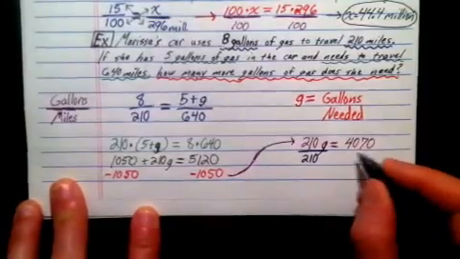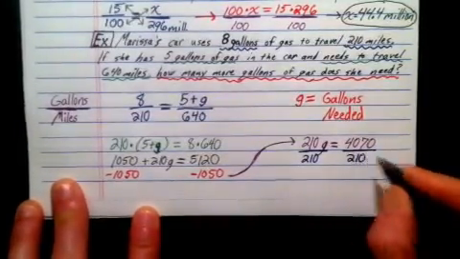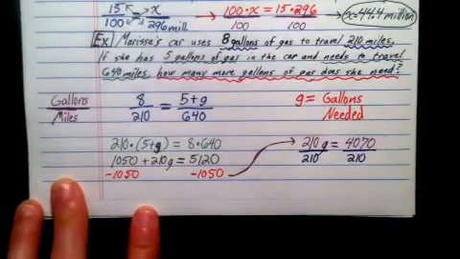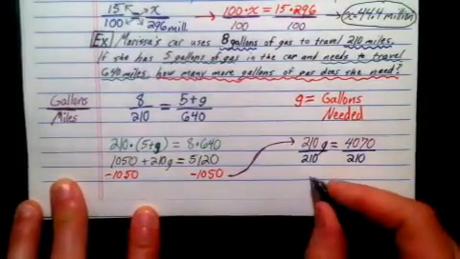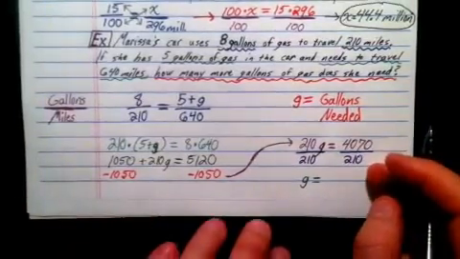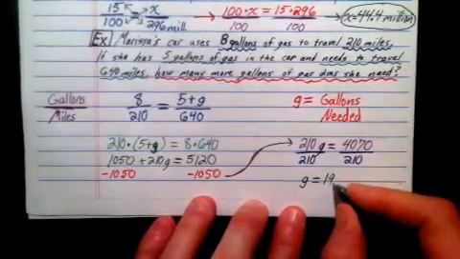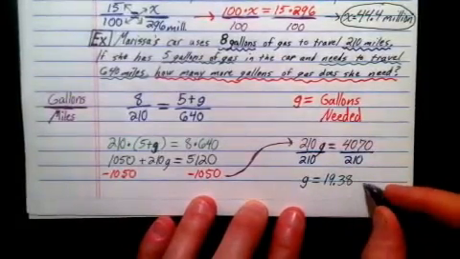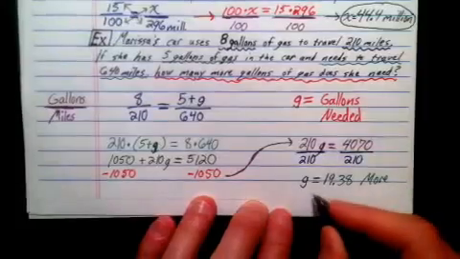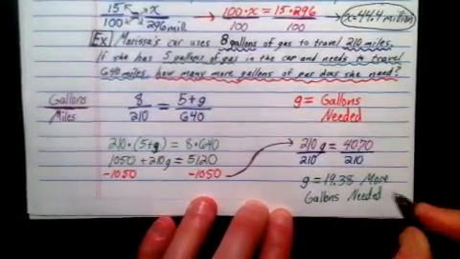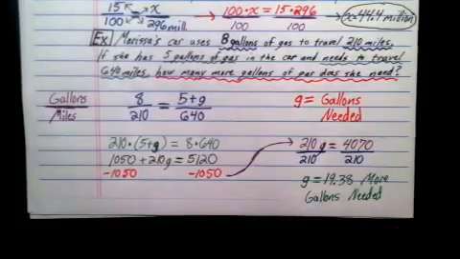Divide by 210, and we get that G equals 4070 divided by 210, which gives 19.38. So a little more than 19 gallons are needed in order to make it to 640 miles.